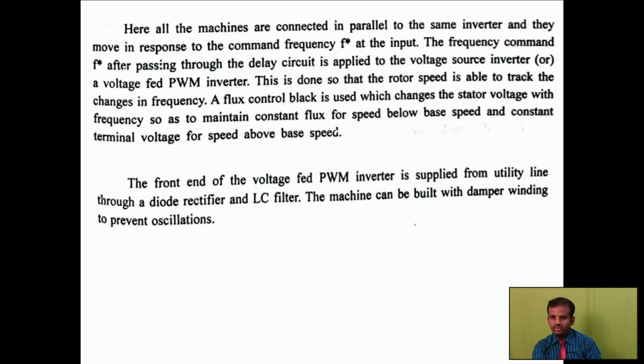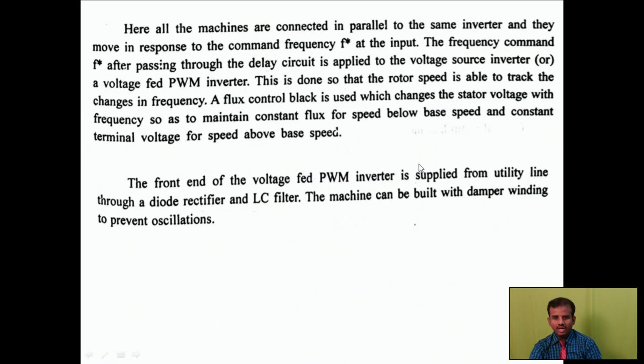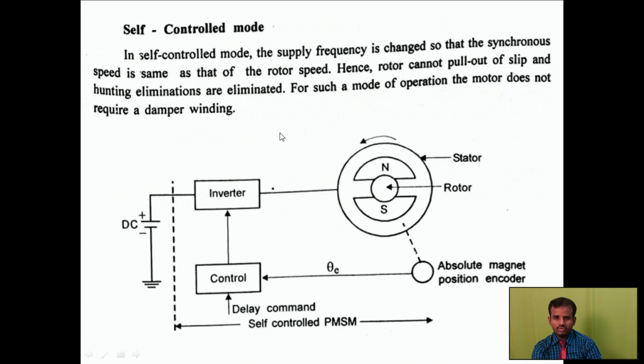So the front end of the voltage fed PWM inverter is supplied from the utility line through this rectifier. Here we have to use a rectifier and an LC filter. Also, the main disadvantage is that we have to use a damper winding in this separate control mode, because it is an open loop mode. So we have to use a damper winding to prevent the hunting oscillation in this separate control mode.